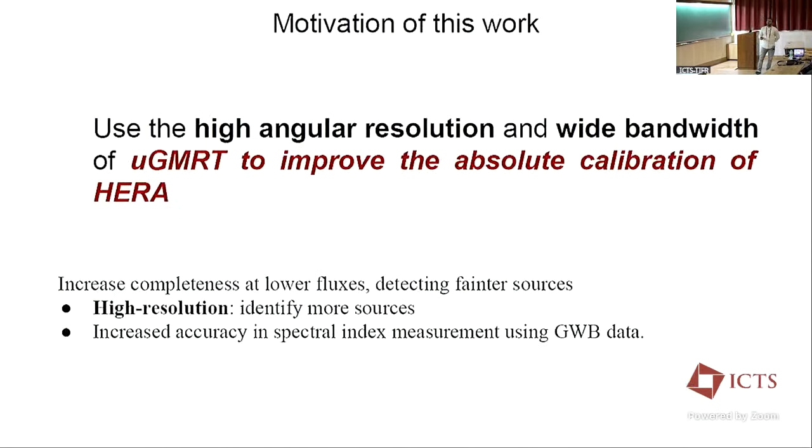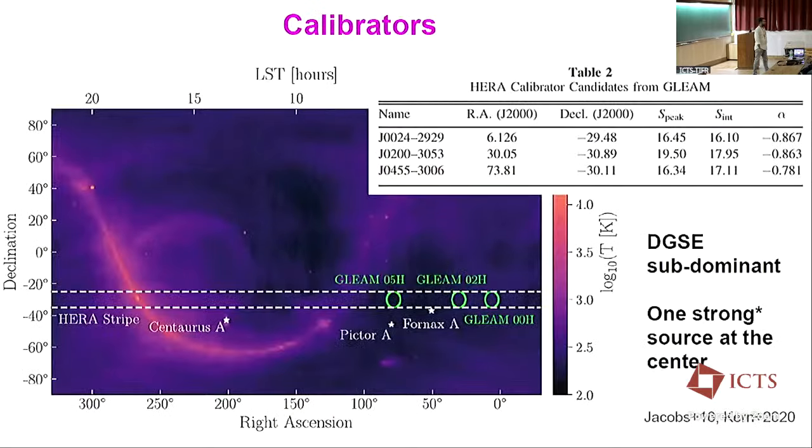What we want to do is use the high angular resolution of uGMRT and its wide bandwidth to have a better sky model for HERA, so that we can improve the absolute calibration of this telescope. That is the motivation. So what do we want to do? We want to identify more sources which are very closely separated. Also, we want to use the GMRT's wide bandwidth to get better measurements of the spectral indices of those fainter sources and those sources which are separated very closely. So these are the 3 calibrator sources.